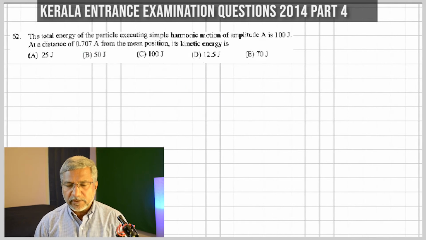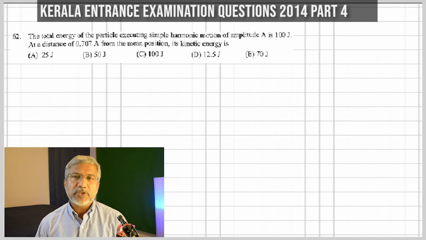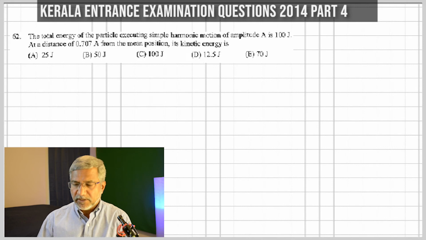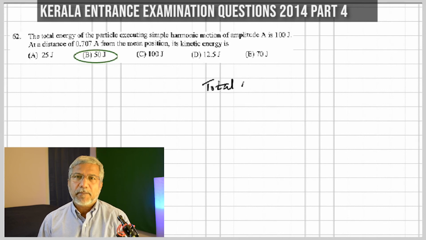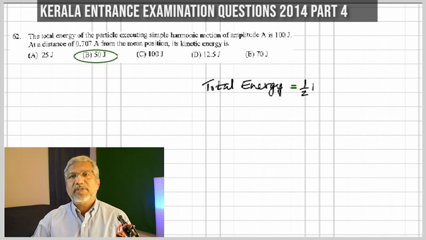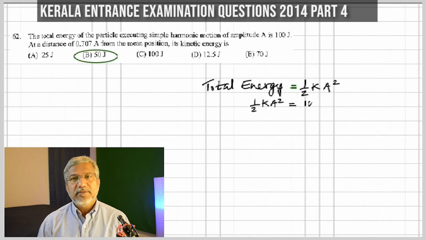All right, 62. The total energy of a particle executing simple harmonic motion of amplitude A is 100 joules. At a distance of 0.707 A from the mean position, what is its kinetic energy? So you're given the total energy, and then you're asked to find the kinetic energy. So we have to know the formula for total energy. The total energy is 1/2 K A squared, and that is given as 100 joules. So we're going to say 1/2 K A squared is equal to 100.